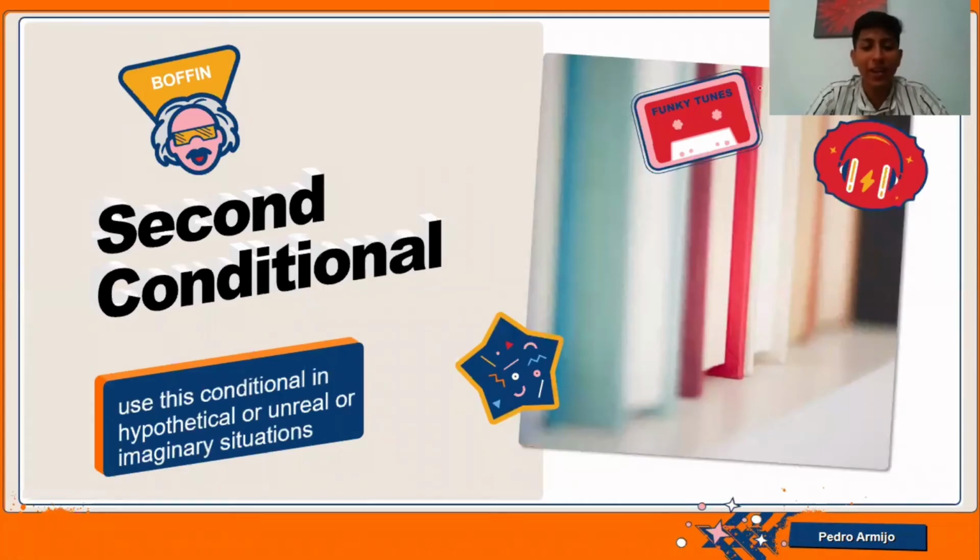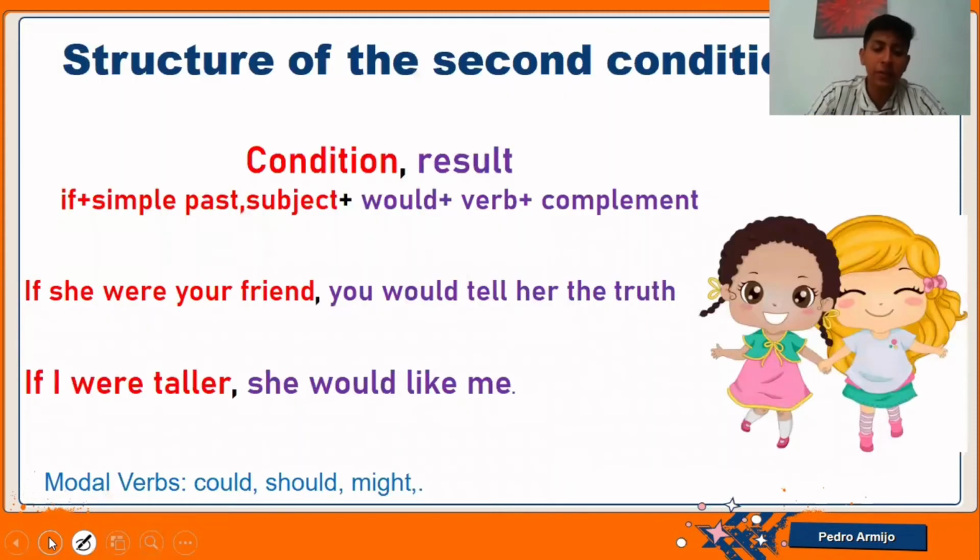Second conditional. We continue advancing in the conditionals and we find the second conditional. We are going to use this conditional in hypothetical, unreal or imaginary situations. The sentences of this conditional use the simple past and the simple present. Let's look at the structure of the sentence.